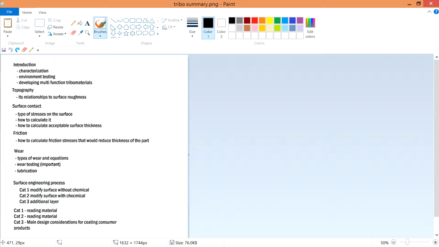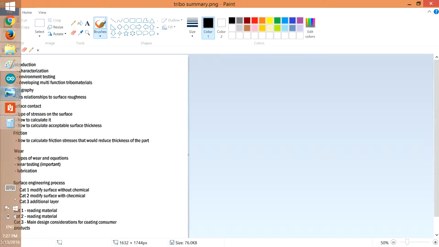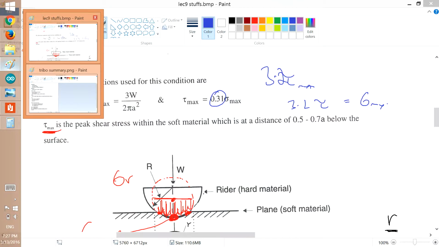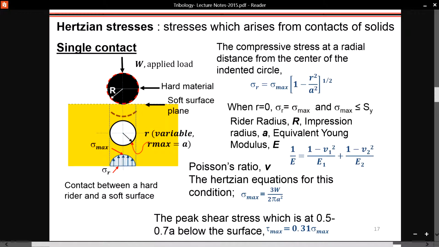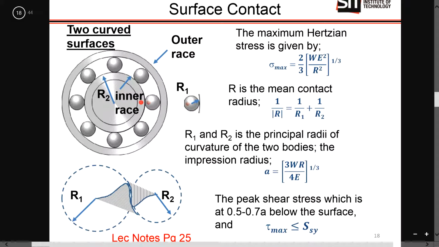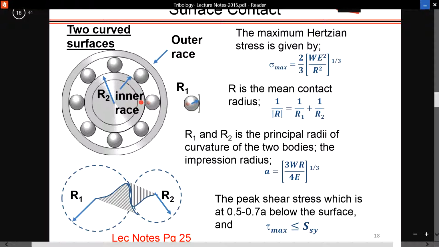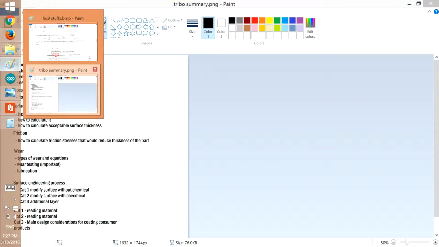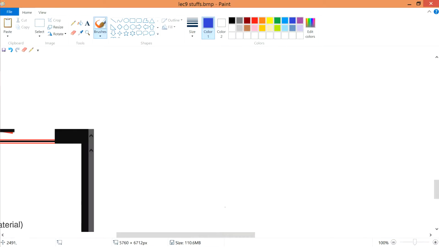So just to recap again, we are still talking about contact surface, how to calculate it. There's a more important term, the Hertzian stresses. We talked about Hertzian stresses in the single contact in the previous video. Regarding page 17, now we're going to talk about Hertzian stresses in the two curved surface, page 18, where two curved surface speaks about when you start to rotate certain curved surface.